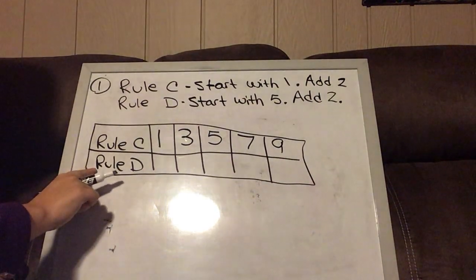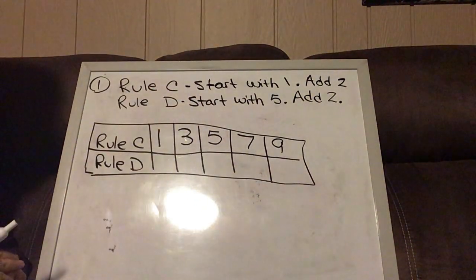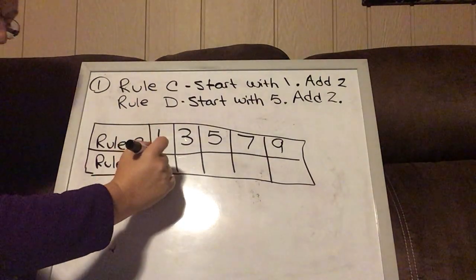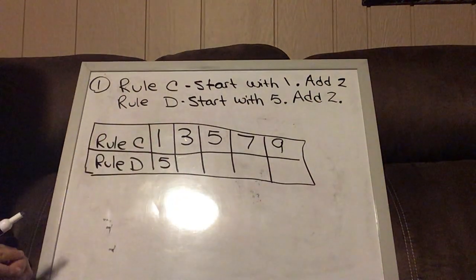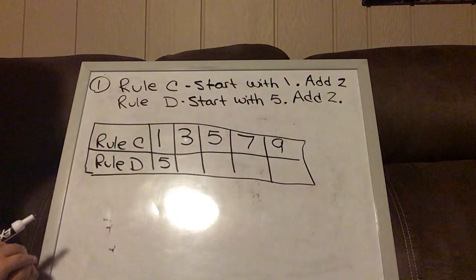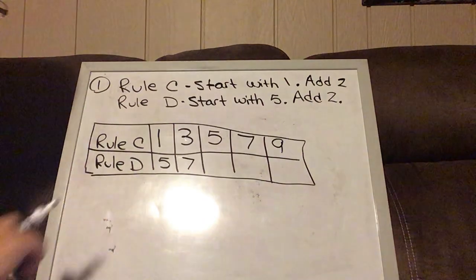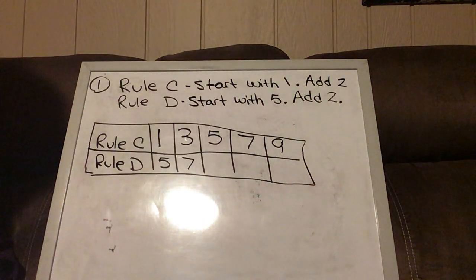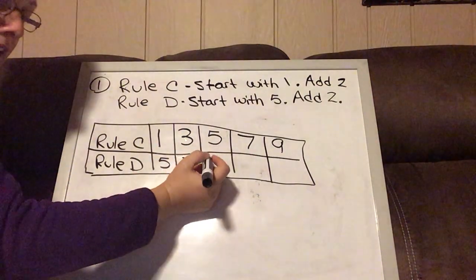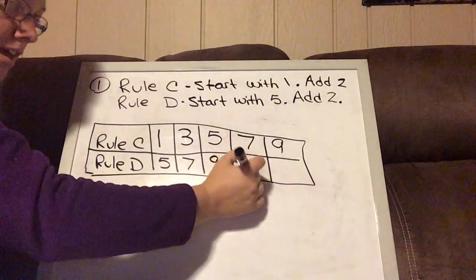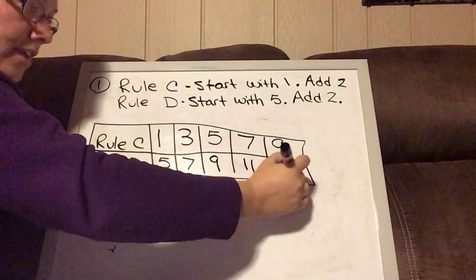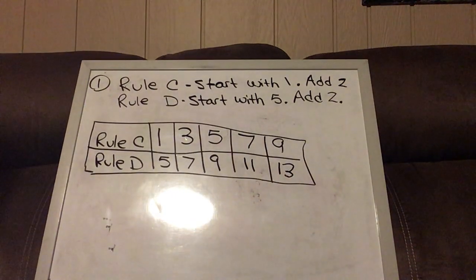Alright, let's look at Rule D. Rule D says I start with 5. So my first number is going to be 5. And then I add 2. So 5, 6, 7. I want you to find the next 3 numbers right there. So then I would have 9, 11, and then 13.